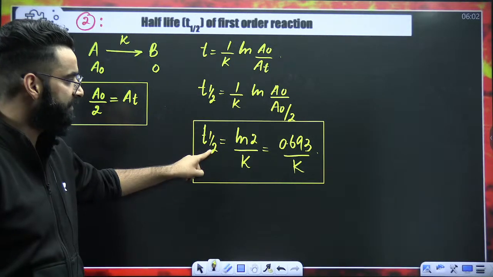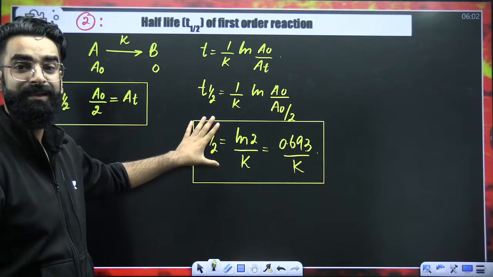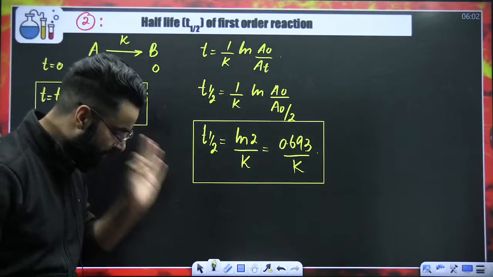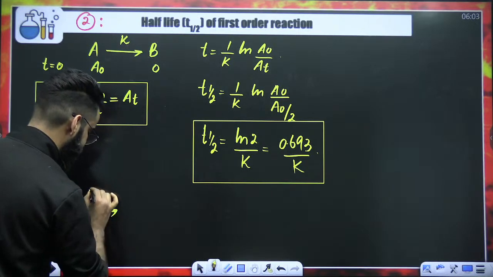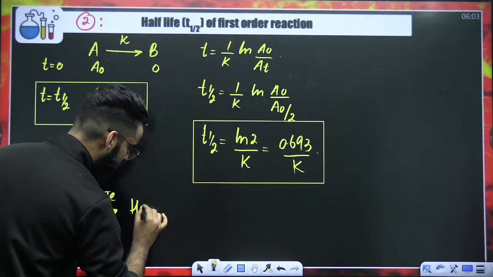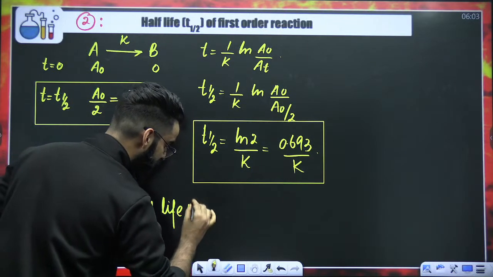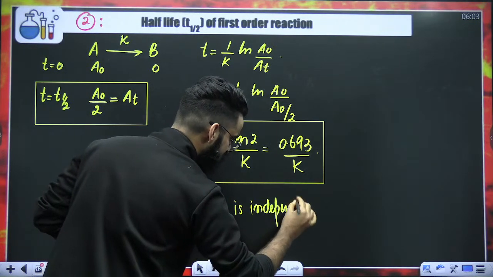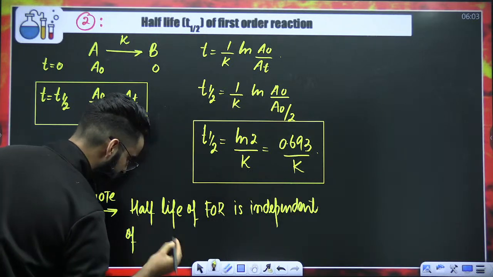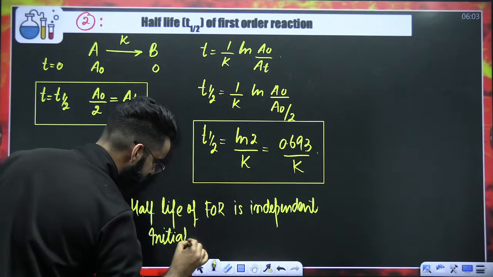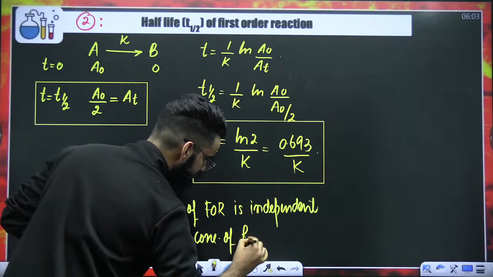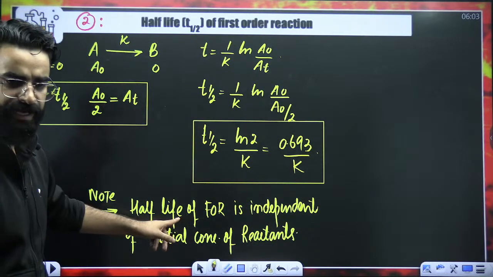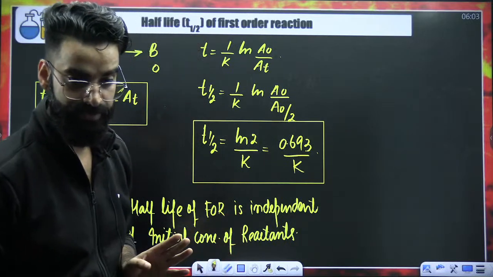Now, my dear students, if you look at this expression, do you see the A0 term? Do you see the initial concentration of reactant? No. So I would categorically say half-life of the first order reaction is independent of the initial concentration of reactants. It is independent of the initial concentration of reactant, right? It's valid perfectly for first order reaction.